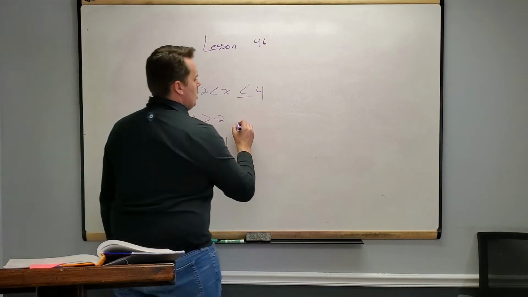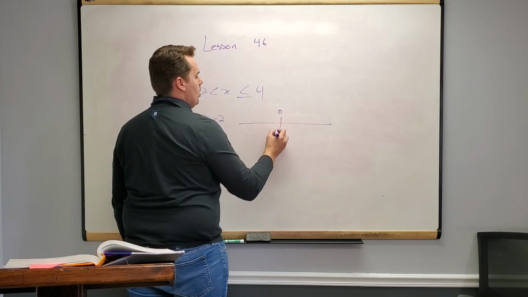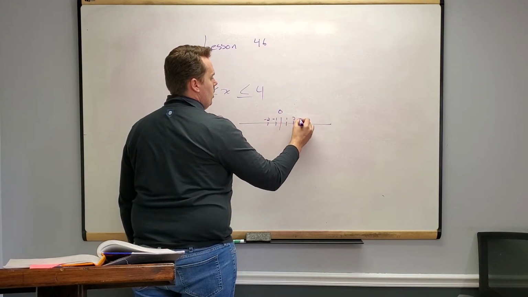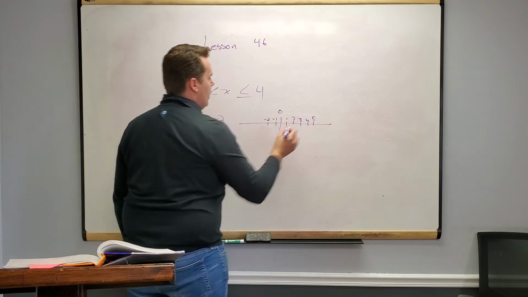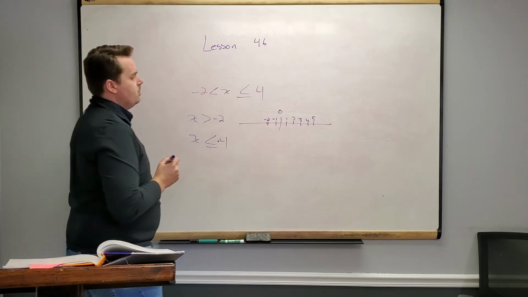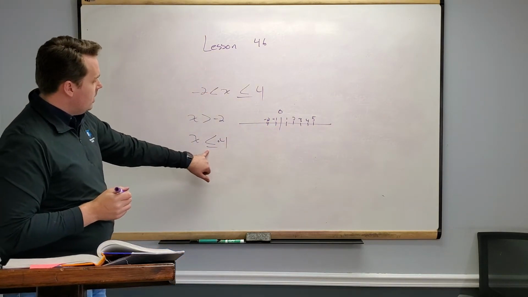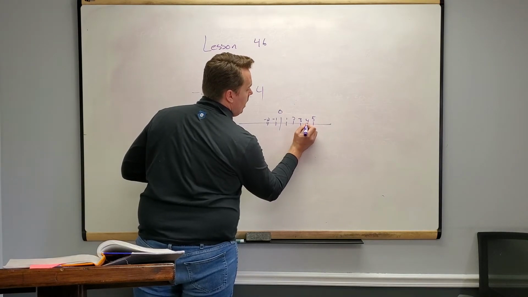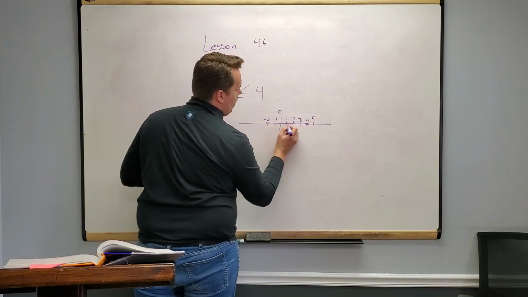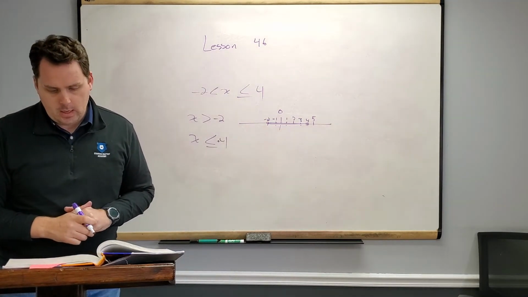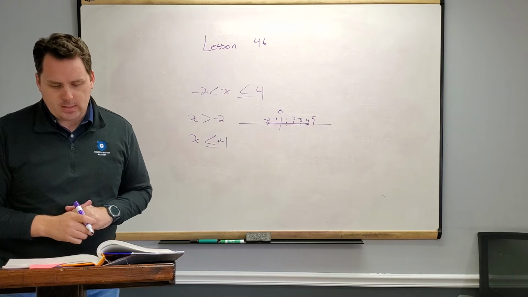All right? So number array, here's 0, -1, -2, 1, 2, 3, 4, 5. X is greater than -2, so don't color it in, okay? X is less than or equal to positive 4. The circle goes on the positive 4 and gets colored in, and I'm looking for the range between these two numbers, okay?